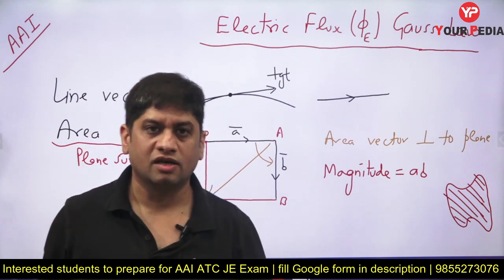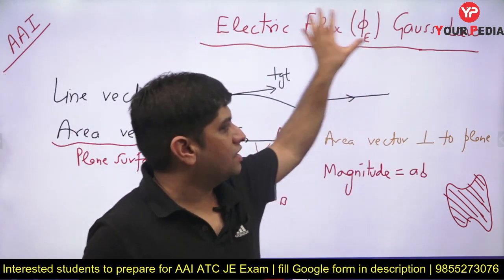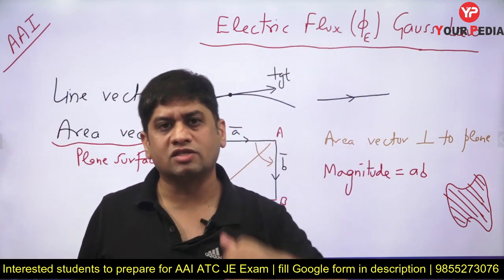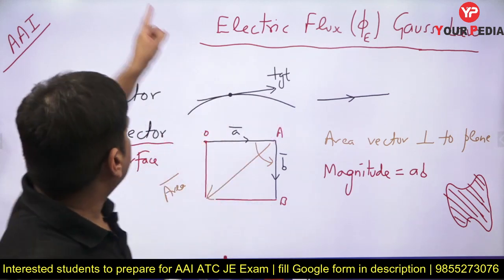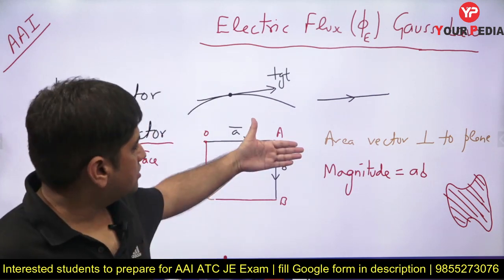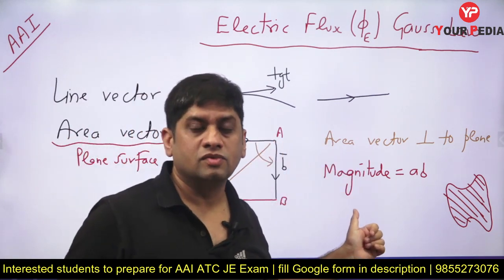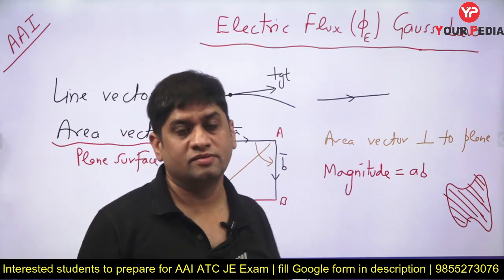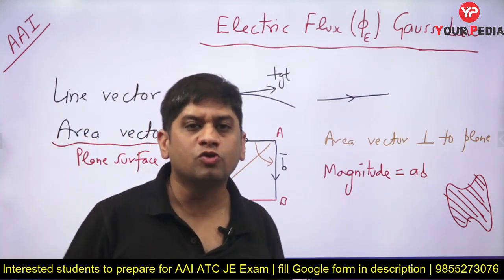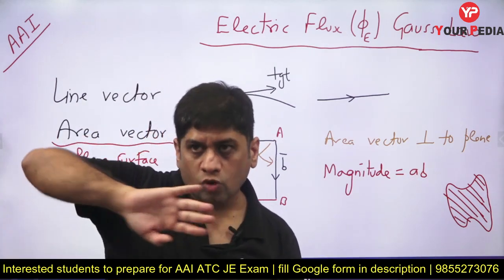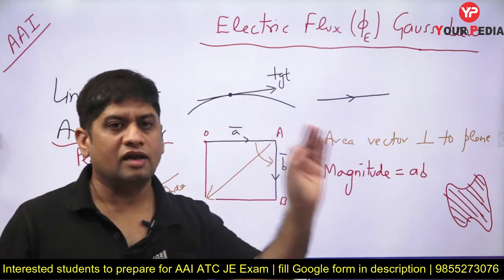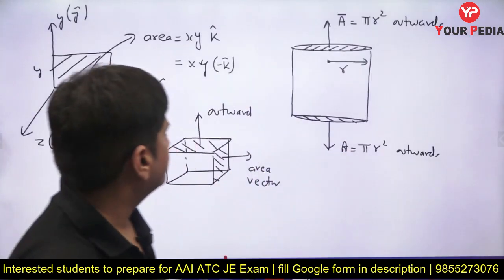Now let me ask you a question. If this board is a plane surface and I want to calculate its area, how shall you calculate? You will say, sir, its height into its length is the area. Done. What is the direction? Is it outward or inward? What is your answer? It can be anything. It can be outward also, it can be inward also, depending on how you are moving. So remember, both outward direction and inward direction are acceptable for area. So am I clear? Line is a vector, area is a vector. Done. Let's go forward.